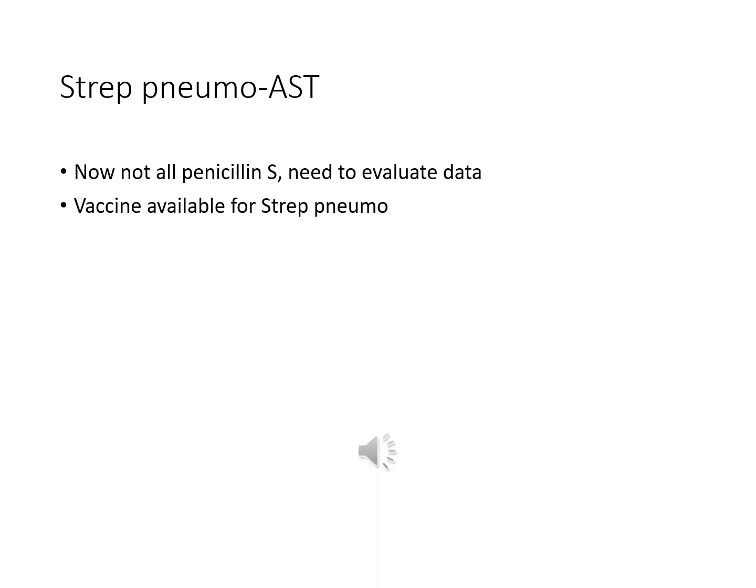At one time, all strep pneumos were considered susceptible to penicillin. Unfortunately, that is no longer the case. So you do need to do susceptibility testing based on the protocols within your facility that you are doing your clinicals or that you're working at. But there is also a vaccine now available for strep pneumo as well.